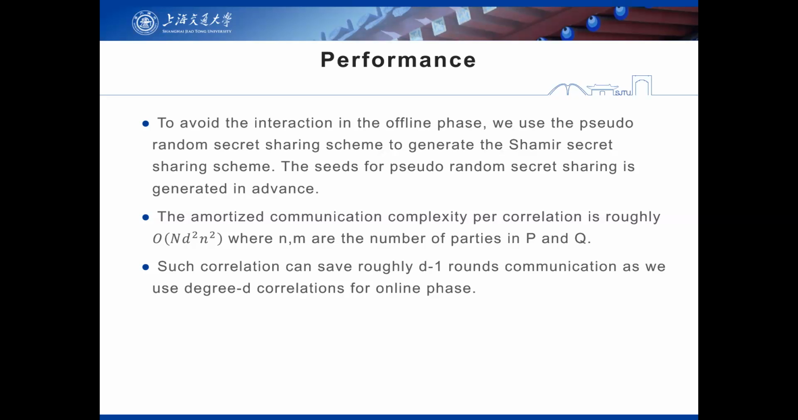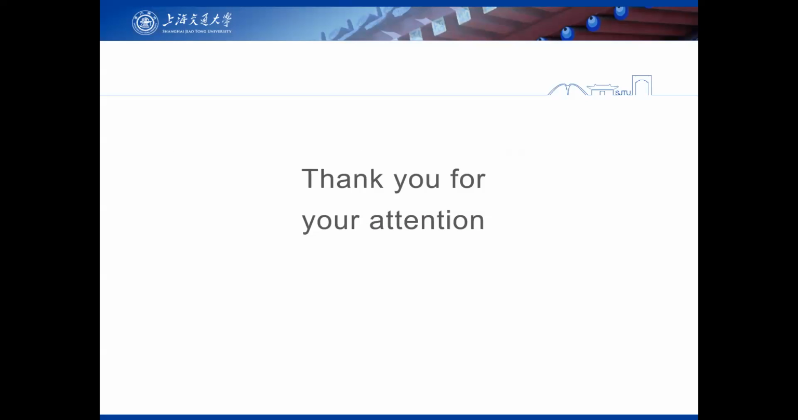Okay, so such correlation can save roughly d minus 2 rounds of communication in the online phase, because instead of pure triples, we use the degree D correlation. Yeah. Okay. Thank you for your attention.